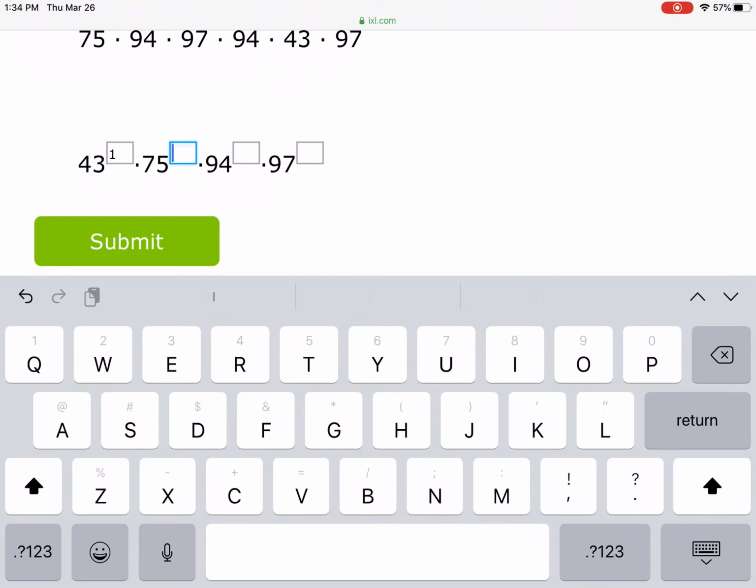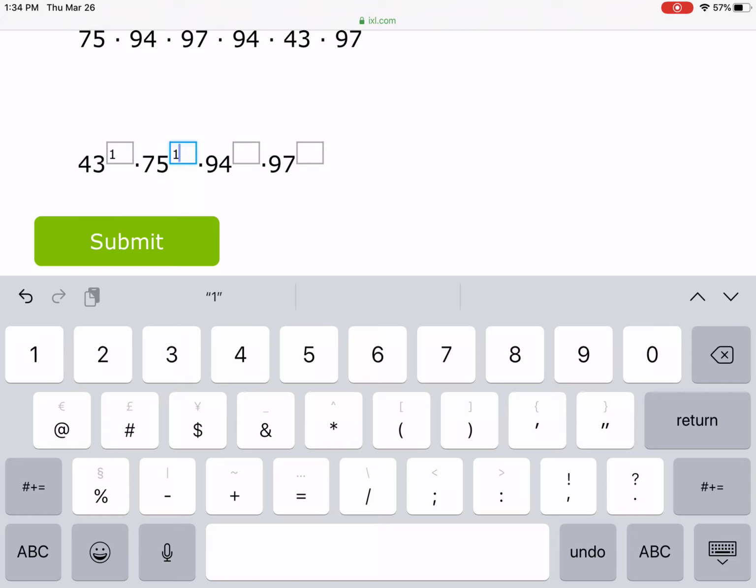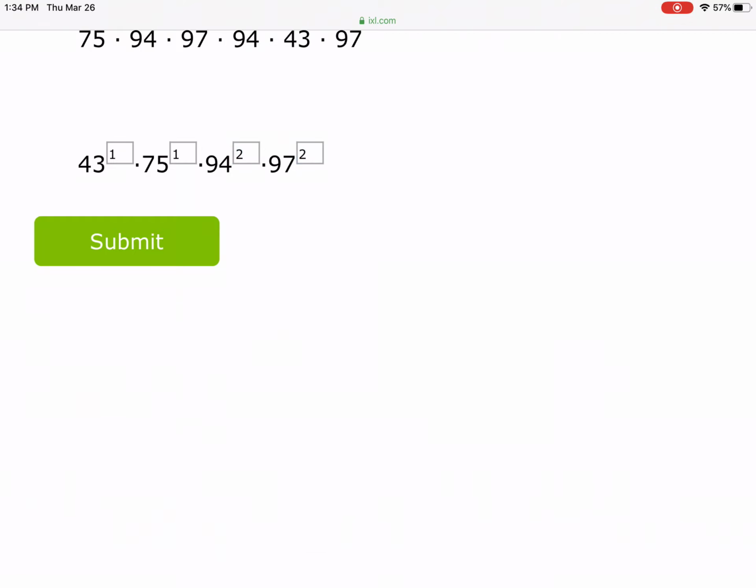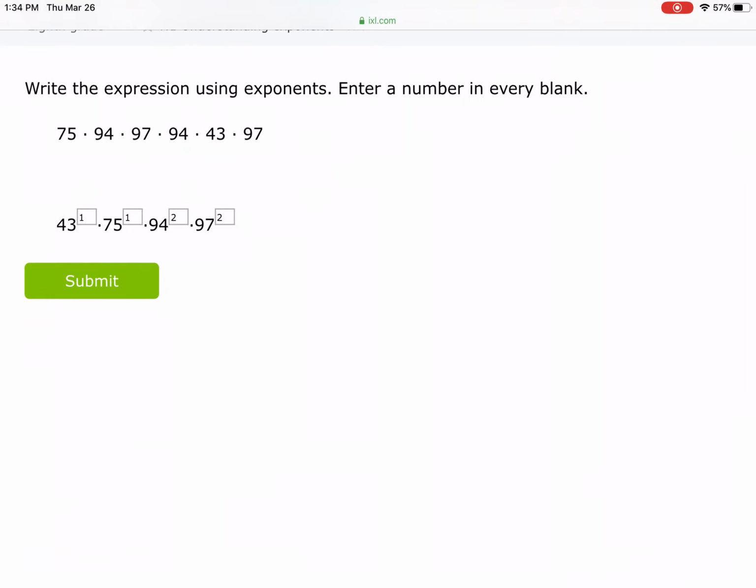How many 75s? Again, there's only 1, so it gets 1. How many 94s? 1, 2, so it gets the number 2. How many 97s? There are 2 of those, so it gets the number 2. Again, it doesn't matter if they're side by side. Remember that it doesn't matter in which order you operate things. For example, 2 times 3 is 6. 3 times 2 is 6.